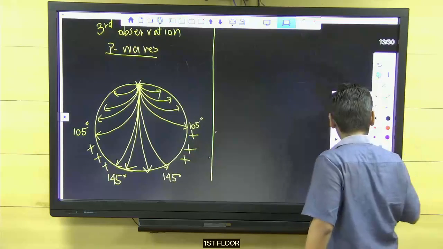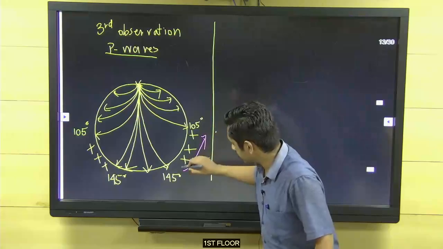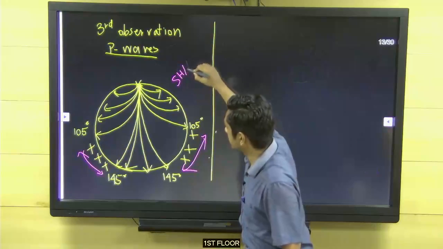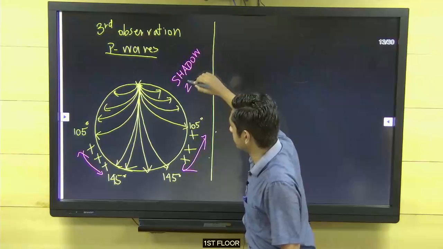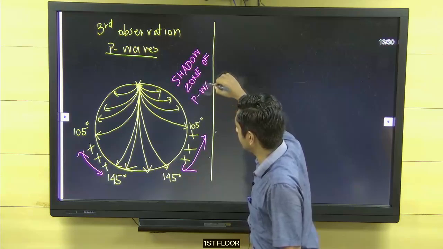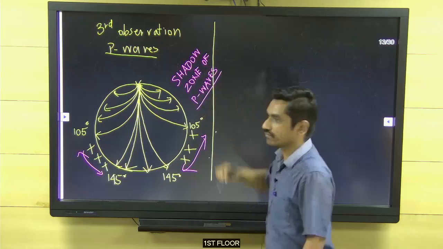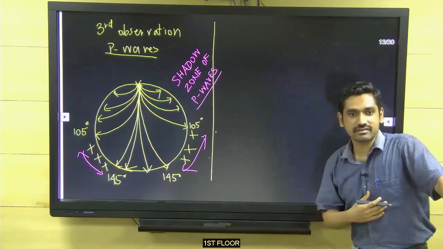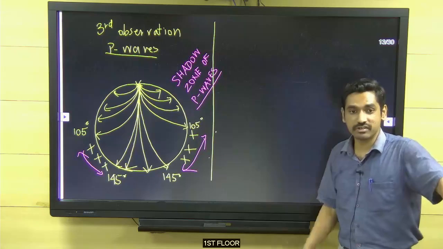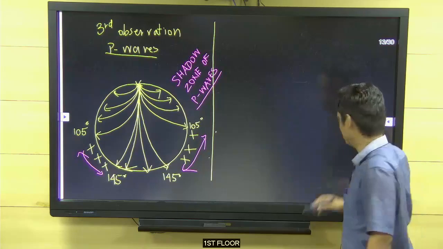So let me write it here. This is called the shadow zone of P waves. Shadow zone means no detection. Shadow zone of P waves. It's between 105 and 145. Now I'm really perplexed. I am the geologist or geographer. Now we'll need to put theory for this. I will write theory. Don't worry.